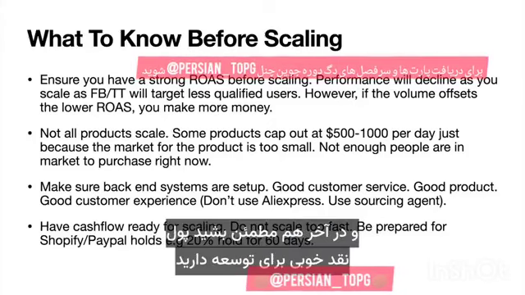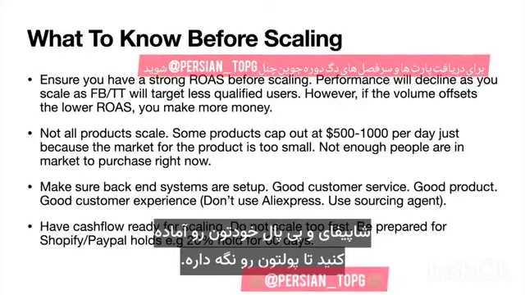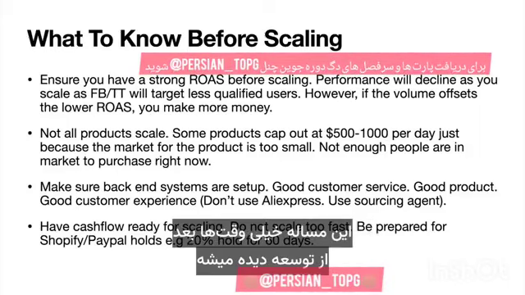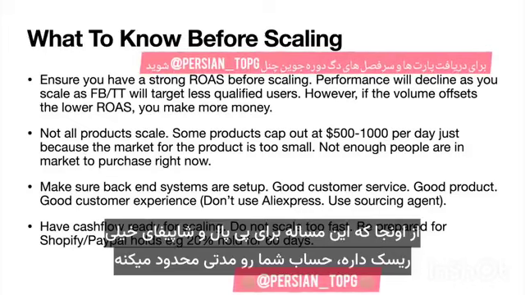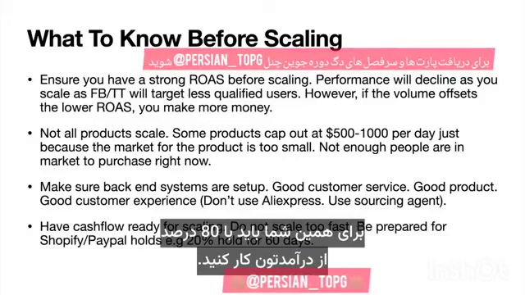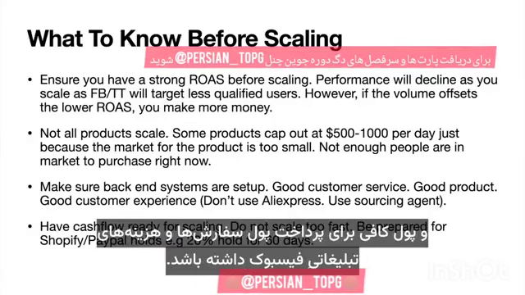And finally, make sure you have cash flow ready for scaling. Don't scale too fast. Be prepared for Shopify and PayPal to hold your money. So this is very common. Once you start scaling, because it's risky for PayPal and Shopify, they put a hold on your account. Usually they say, okay, we're going to hold 20% of your revenue for 60 days. So you need to operate on 80% of your revenue. So make sure you don't scale too fast and you have enough money ready to pay for orders and to pay for Facebook ad costs.